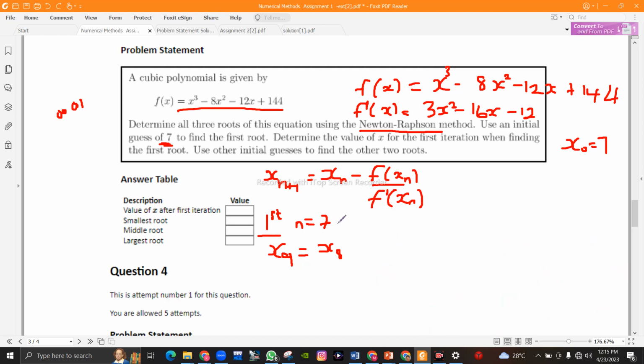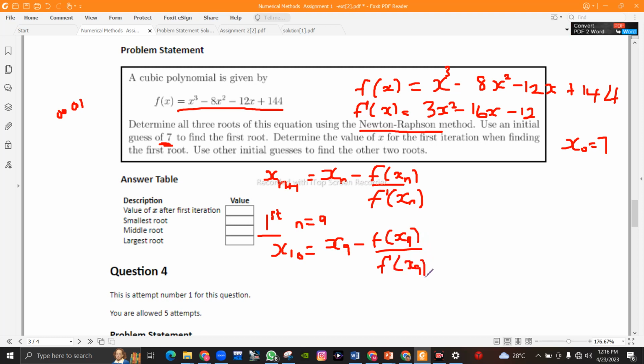Oh, n is 8 here, sorry. The 10th iteration, n should be 9. So talking about x10, it should be equal to x9 minus f of x9, sorry, f of x9, not f prime of x9, divided by f prime of x9.